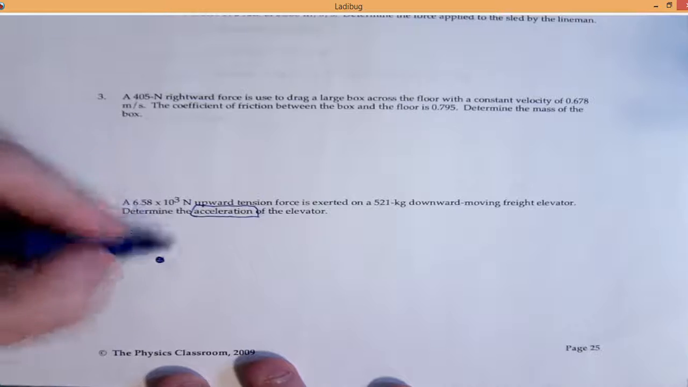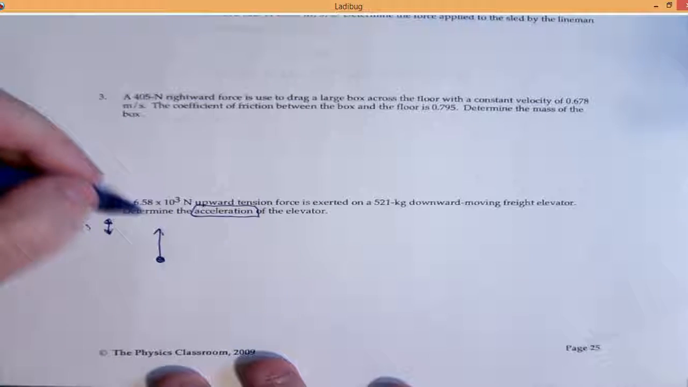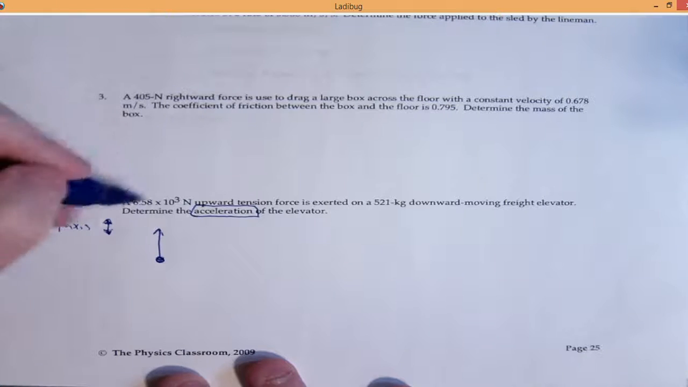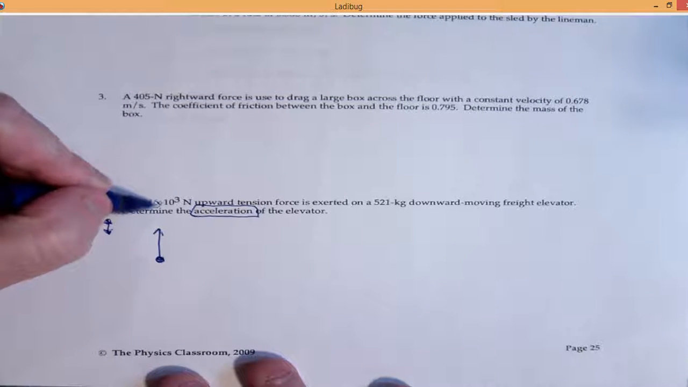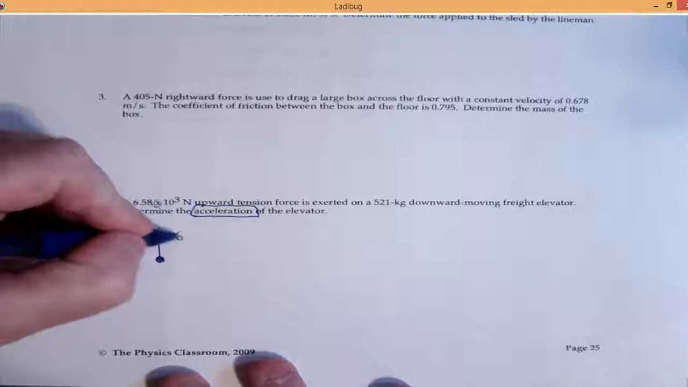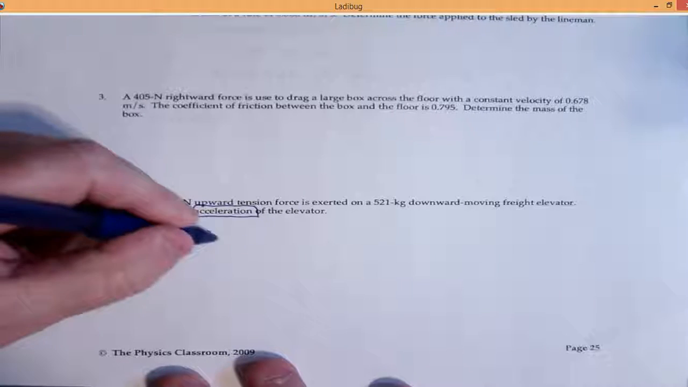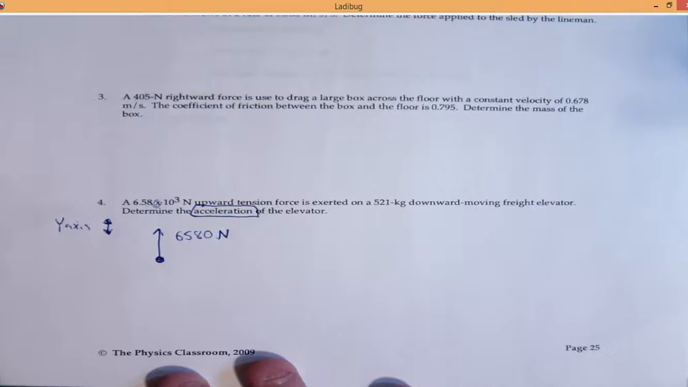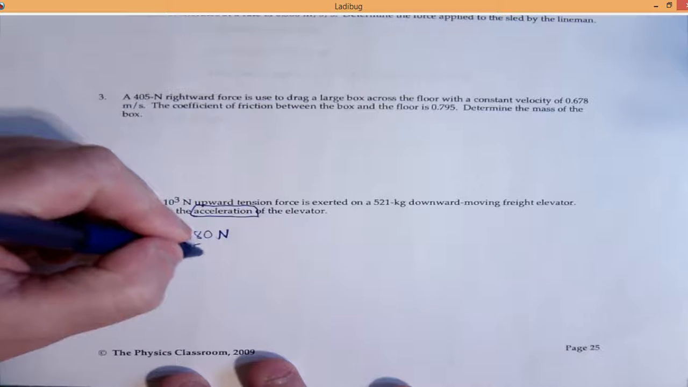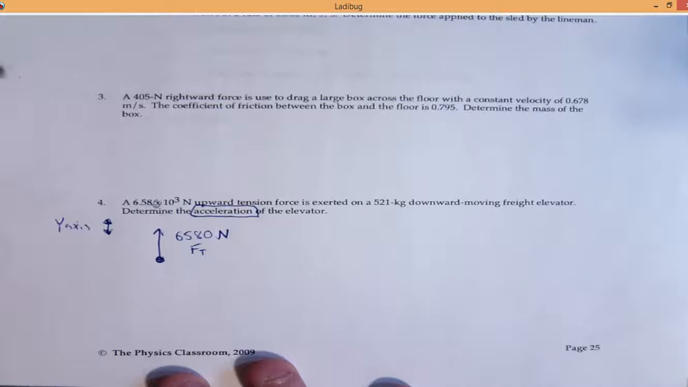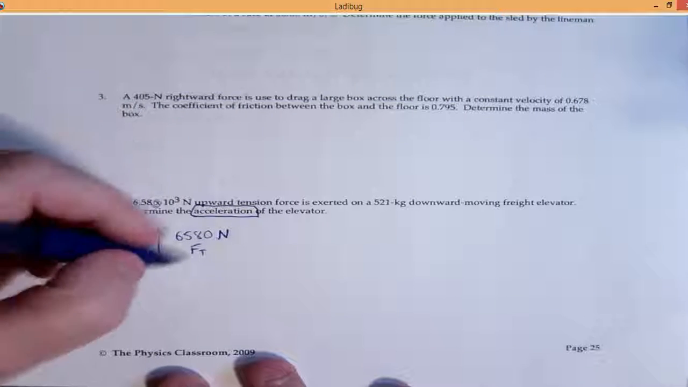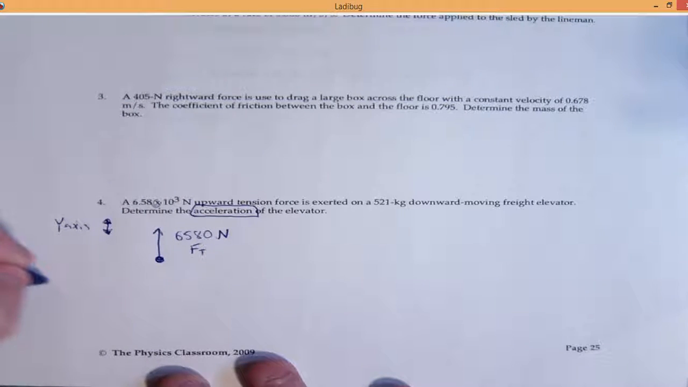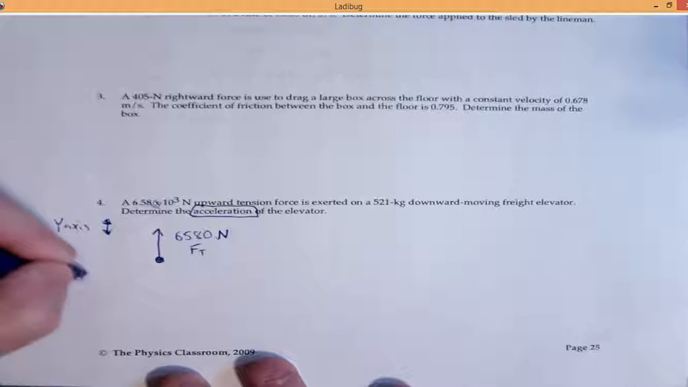Okay, so there's an upward tension force of, I'm going to convert this because I don't want to mess with all this, so I know it's 6.58 times 10 to the 3. So I'm just going to move it 3 places. All right, 1, 2, 3, so add a 0. 6580. 6580 Newton upward force. And that's going to be the tension force, right? And we knew the upward force exerted, okay. And we know that its mass is 521 kilograms.